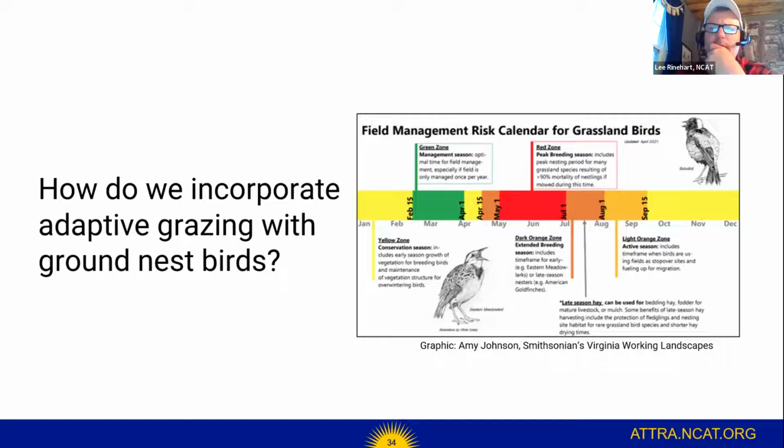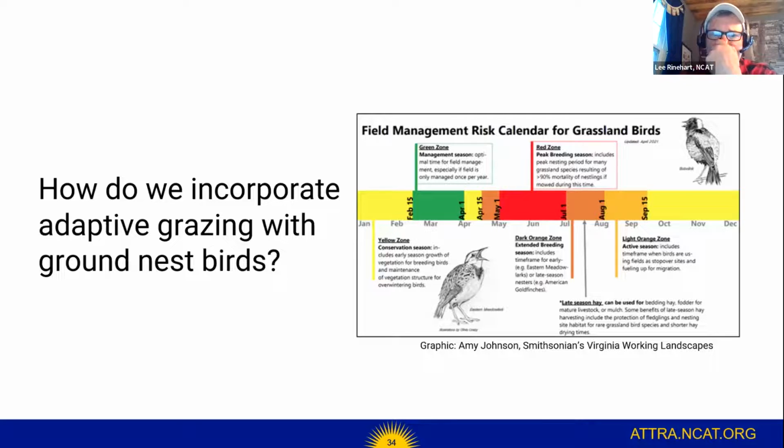And that's a difficult thing, because each site is unique, and it's hard to say, here's how we incorporate adaptive grazing with ground nested birds, because we need answers. And since each site is unique, what may work on one field may not work on another, or what may work on one management plan won't work on another.